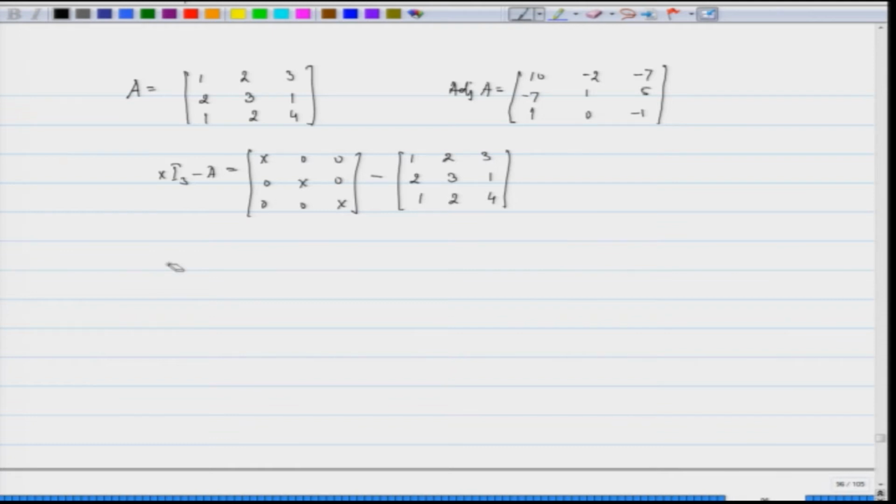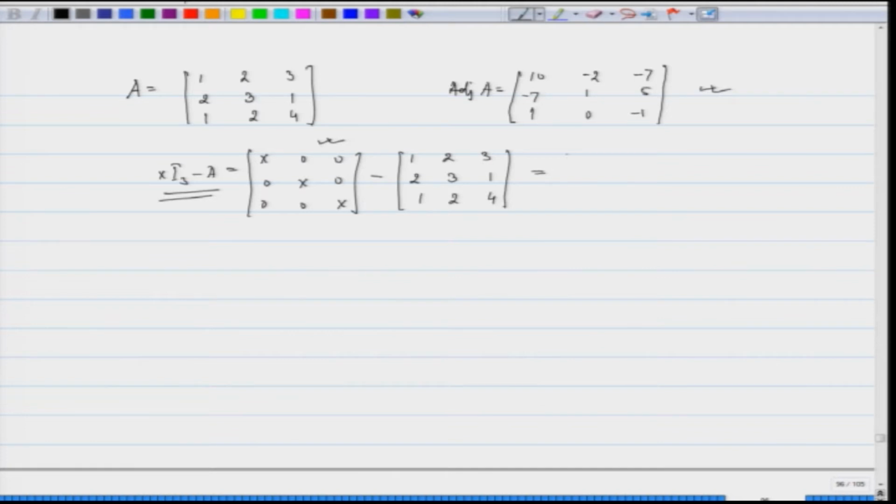Fine. So I take the same example. Let's look at the example that we had taken. We had A, which was 1, 2, 3, 2, 3, 1 and 1, 2, 4. We had computed the adjoint of the matrix. I did it in a hurry, so we will do it again in some sense, but for a different matrix. And then I want to compute what is x times identity minus A.